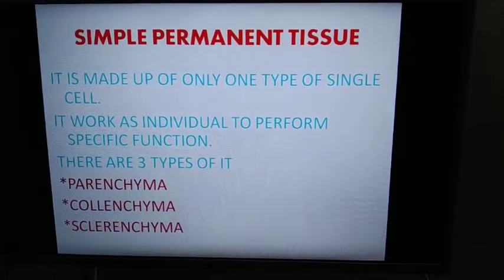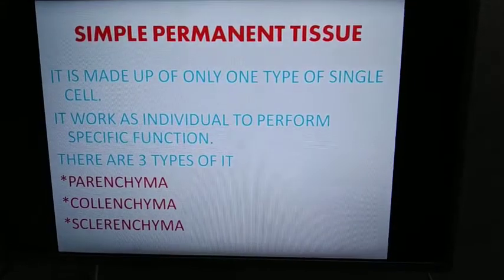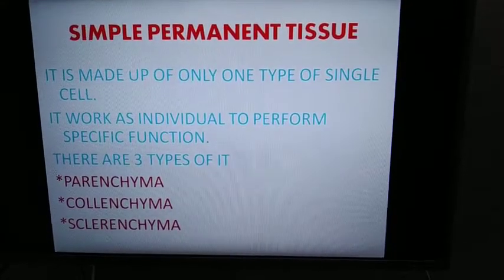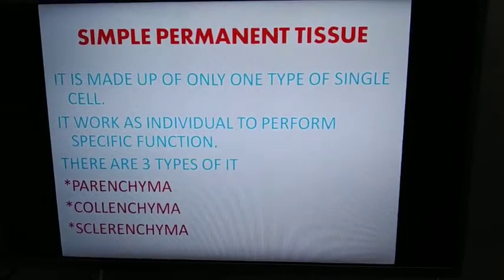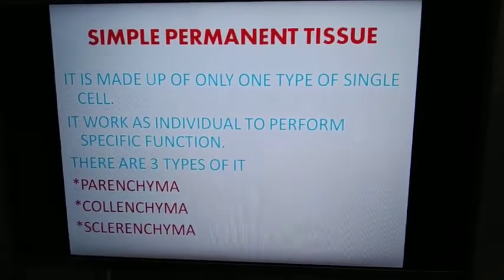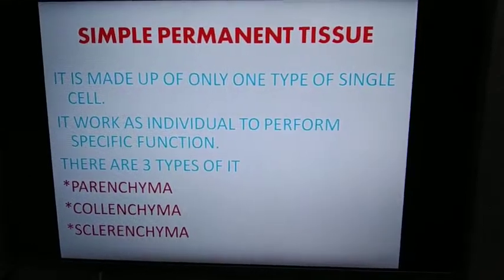So last time we saw about the permanent tissue. Now we see about its types. There are two types, that is simple permanent tissue and complex permanent tissue. Now we shall read about simple permanent tissue.